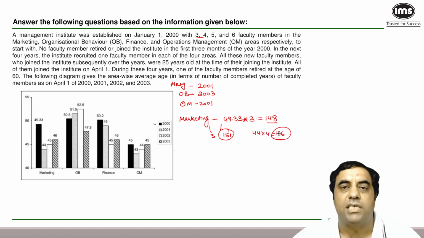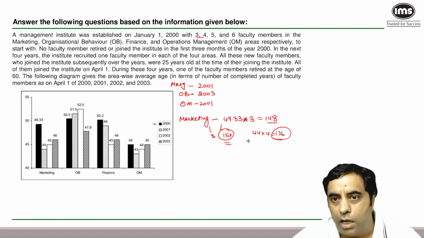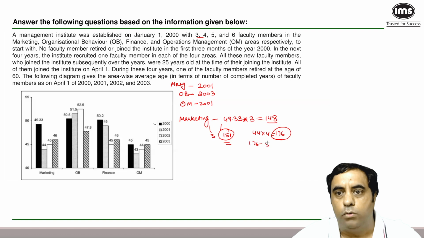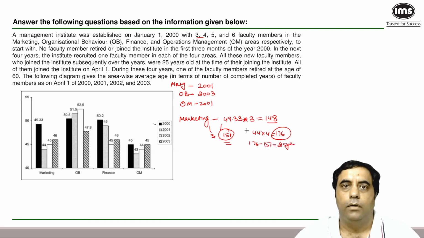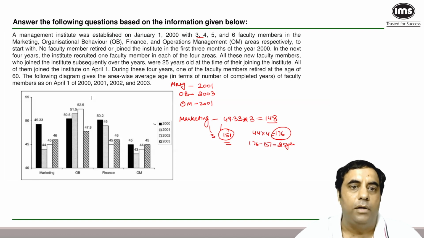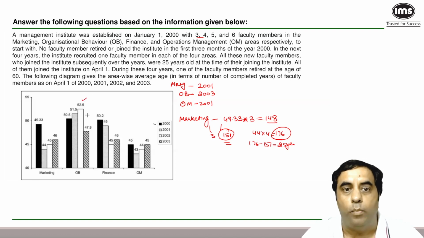So 176 is the sum of ages of all four. Out of those, the previous three were 151. So thereby we can straight away say that the new joinee is equal to nothing but 25. Hence, it is verified. That means I'm able to know the person has joined. Similarly, we'll be able to see the joining in OB is going to be this.